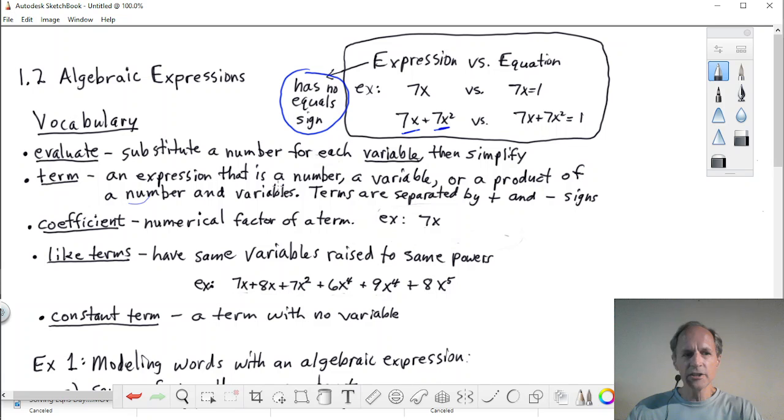The keyword in the definition of term is, I think, product. It's something times something, but a term is not a sum. Terms are separated by plus and minus signs. If you try to say this entire thing, 7x plus 7x squared, is a term, that's just completely wrong. Terms only have multiplication in them.